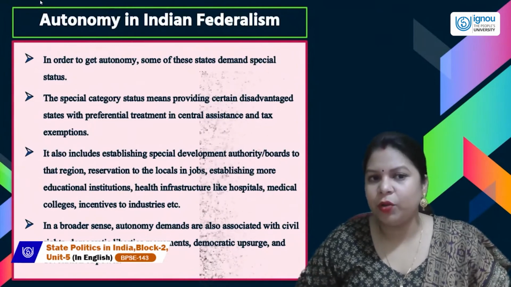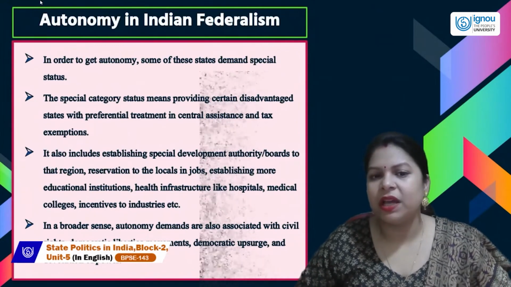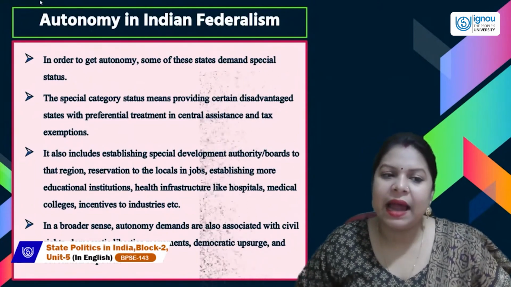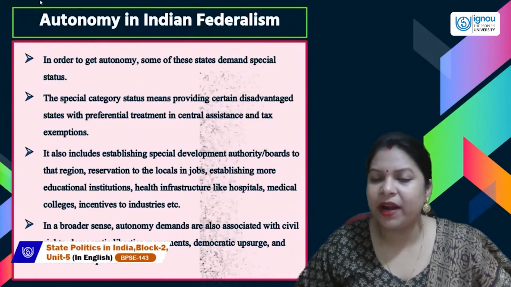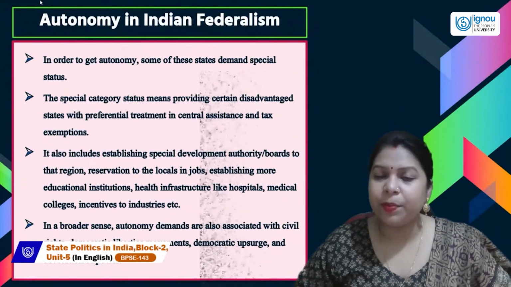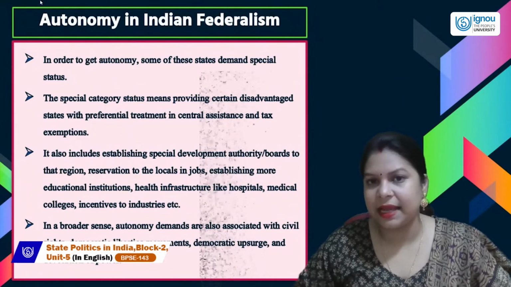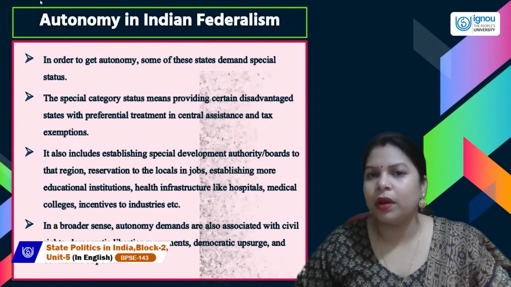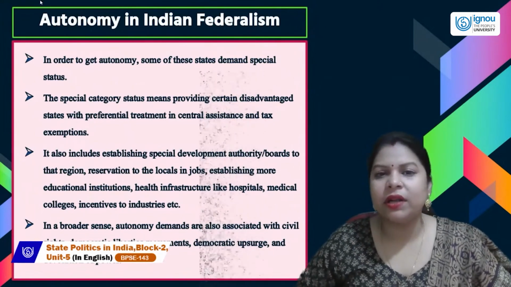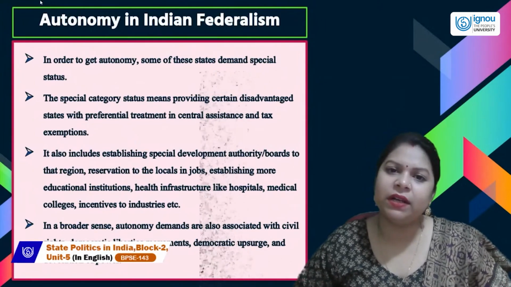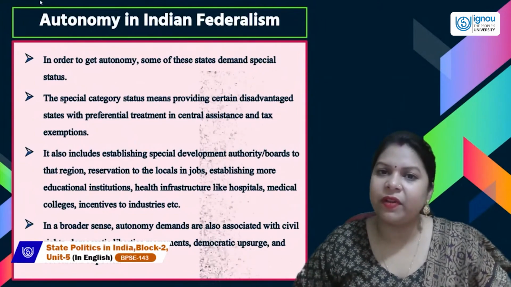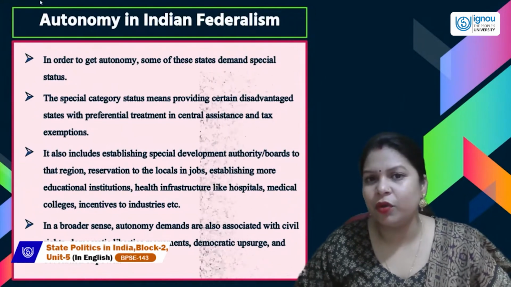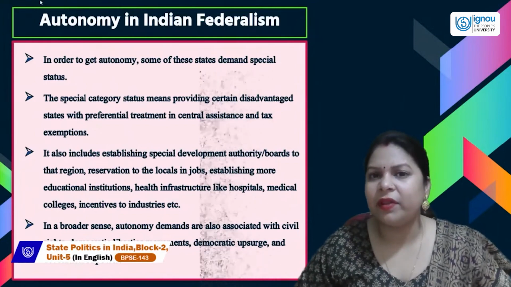It is important to understand that these autonomy issues are about a special status they wanted, and this special category status means providing certain disadvantaged states with preferential treatment in central assistance and tax exemptions. So, what are these states wanting? These less developed states want a special category status, so that because of their disadvantage, they should be given preferential treatment by the central government, and it will help them to grow better and keep at level with the other states.